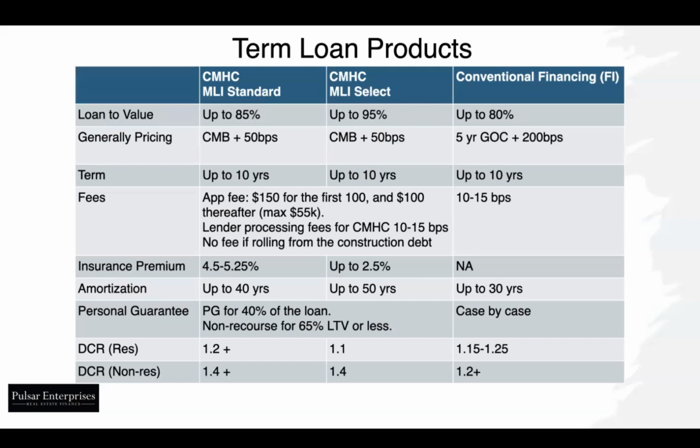And amortization-wise, MI Standard will give you 40-year amortization. MI Select will give you 50-year amortization, and with bank financing, it's usually 30 years.